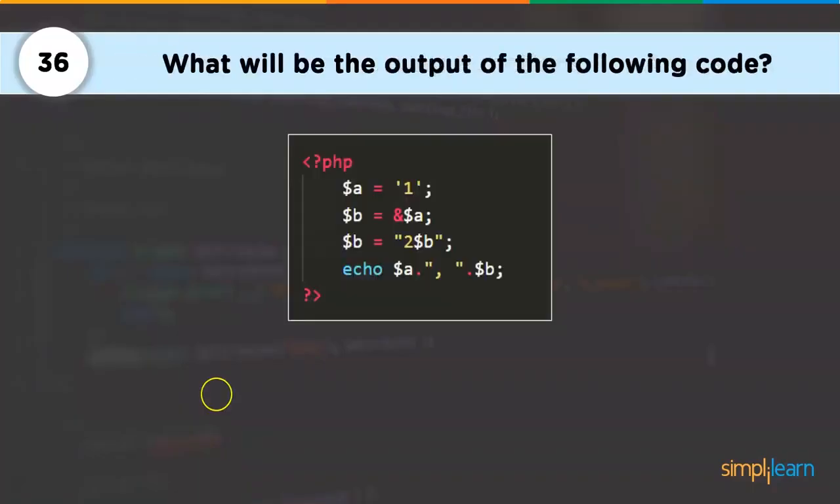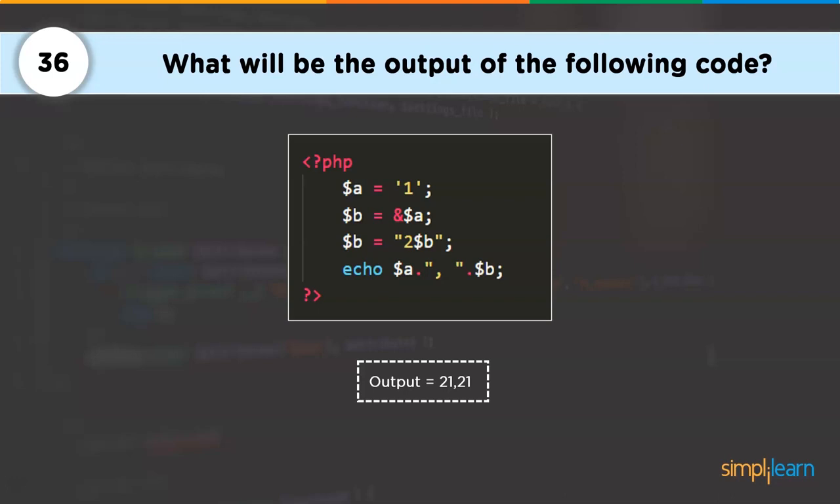Moving on, what will be the output of the following code? Now if this code is given, let me give you some time. Try to pause this video and think of what will be the output of the following code. So the output of this code will be 21, 21 or 21, 21. How did it happen? But before that, if you got it correct, congratulations.